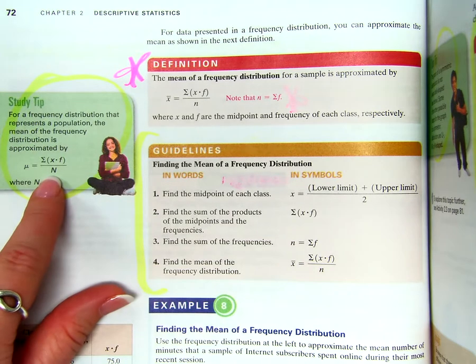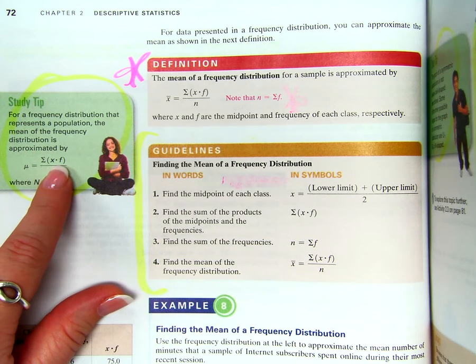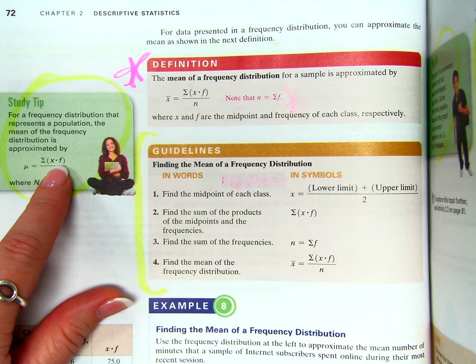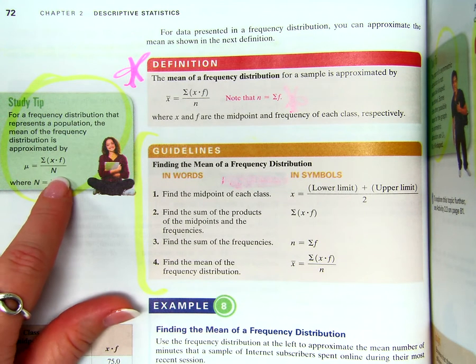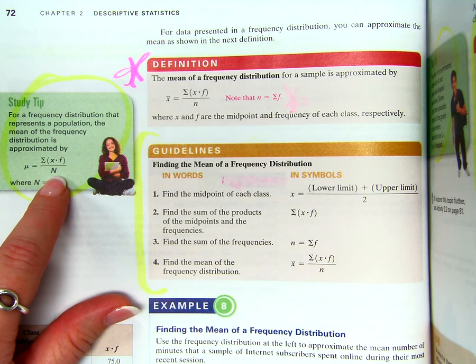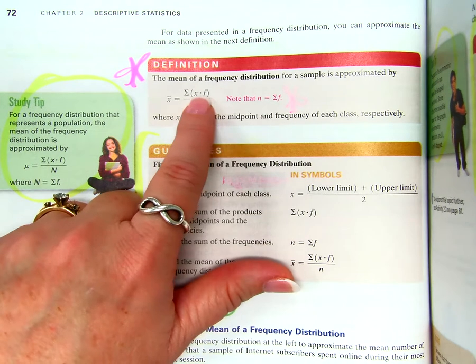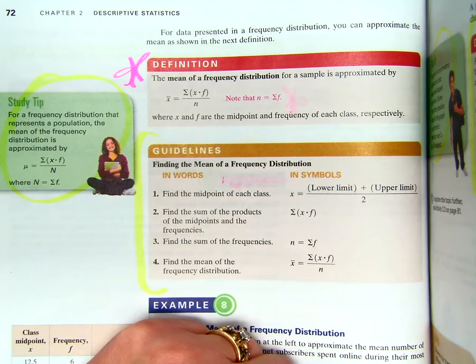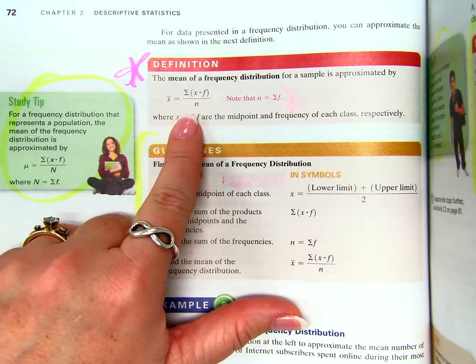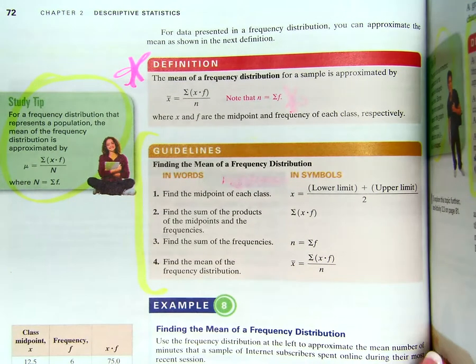Look, that's the difference. For a population, you're still taking the midpoint and the frequency, the sum of their product, and dividing it by the number of the population, or for a sample, the sum of the products divided by the number of the sample. Do you want to write that down? Do you have that? Okay, good.